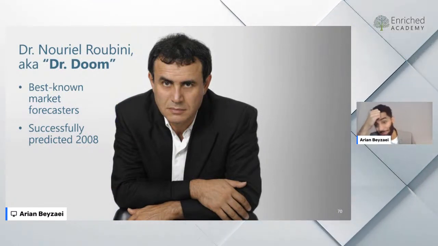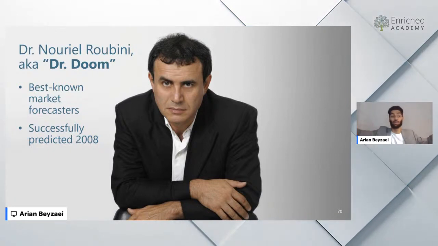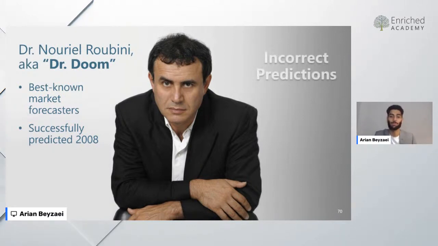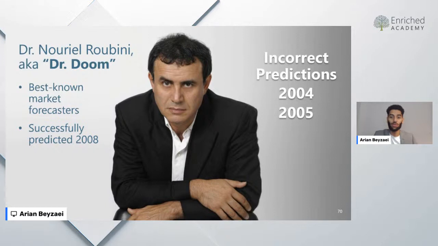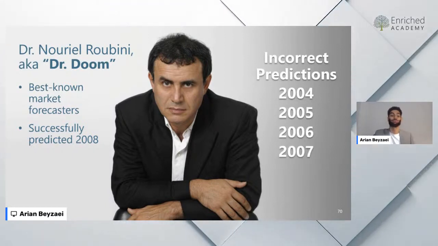There's another guy, his name is Dr. Doom. He's one of the best known market forecasters. He successfully predicted 2008 live on the news, and people respect him, and he's a market forecaster. He can predict the future. Even though he was right about 2008, here were the years that he made incorrect predictions: 2004, 2005, 2006, and 2007.